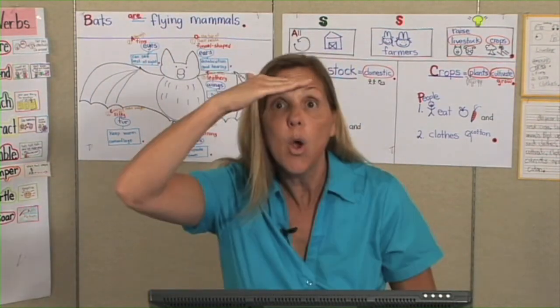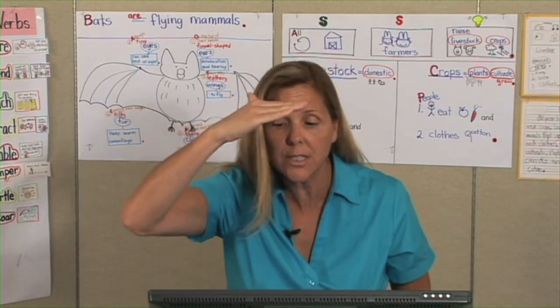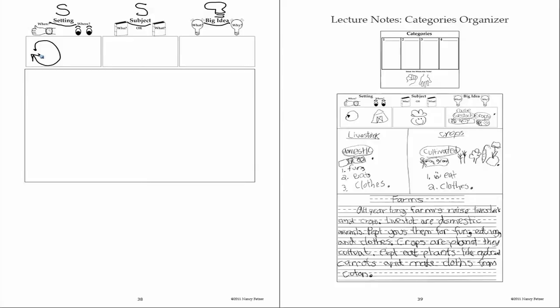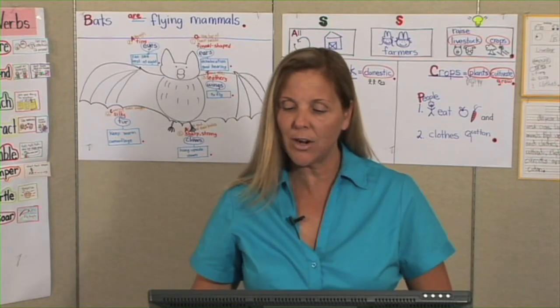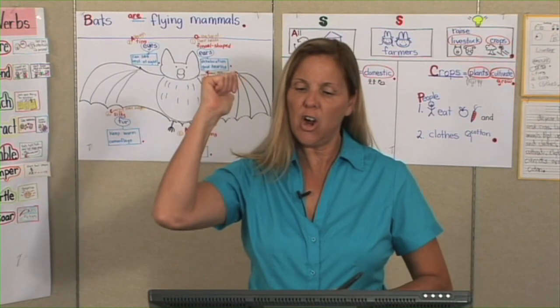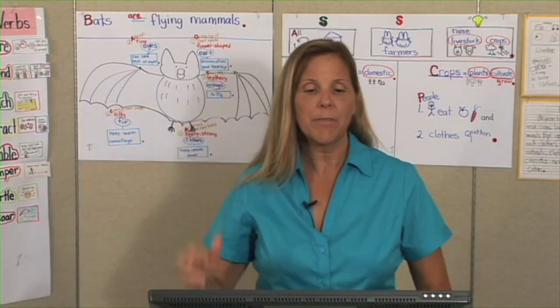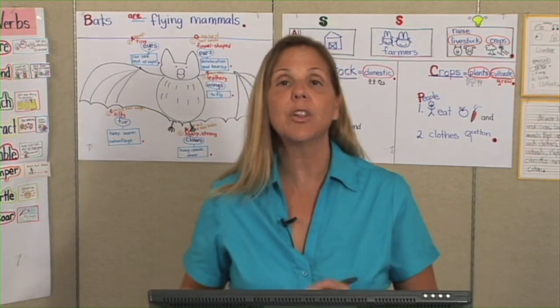Let's look at our setting and ask, where is this information happening? Go ahead and ask me, where is this information happening? It's happening on a farm. Now, I could write farm or I could draw a quick farm. It doesn't matter. Let's go back and let's read our notes. Ready? All year long, down on the farm. Now we have our setting. Let's go to the second S.